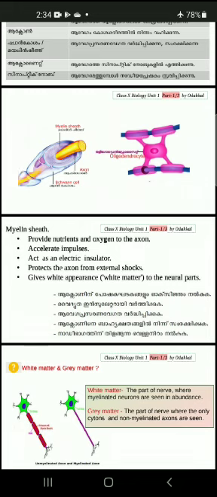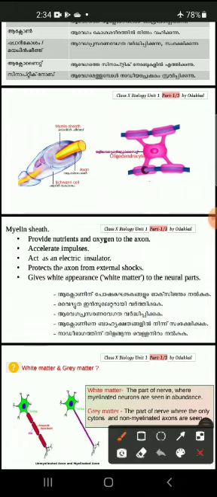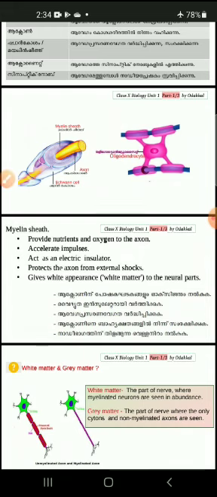Then the next function is, since the myelin sheath covers the axon, it will provide protection to the axon from external shocks. So the axon is inside the myelin sheath, and the axon will be completely protected from external shocks. Then what is the next function?